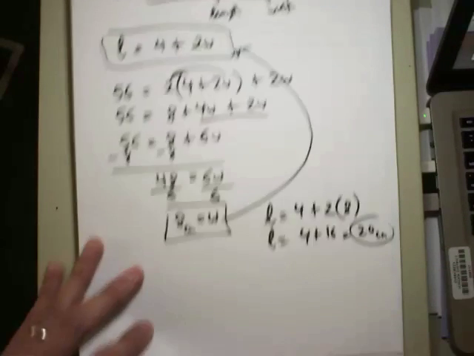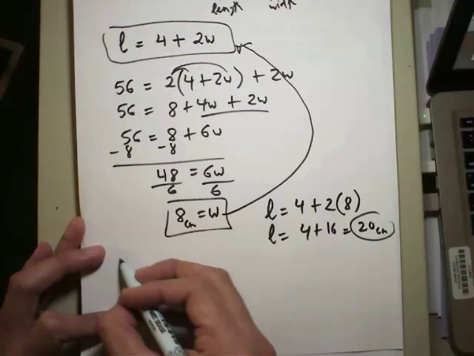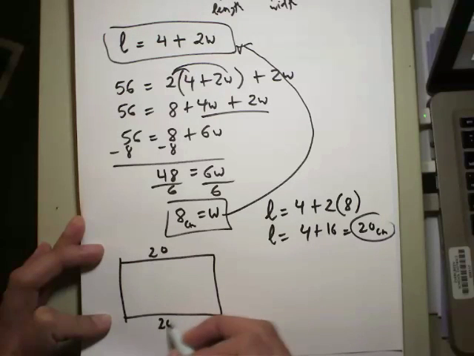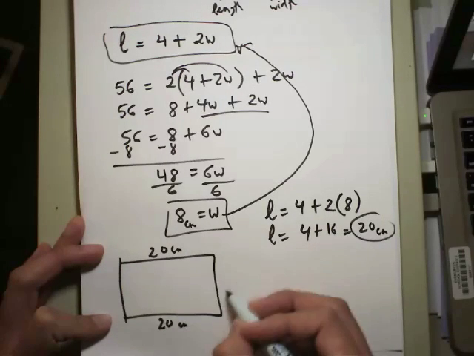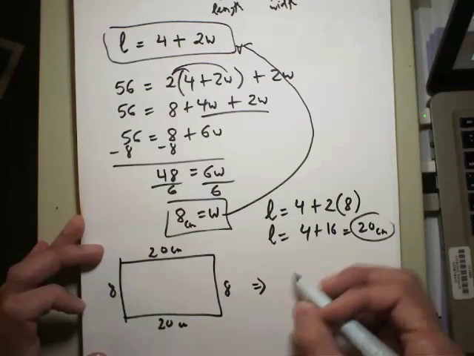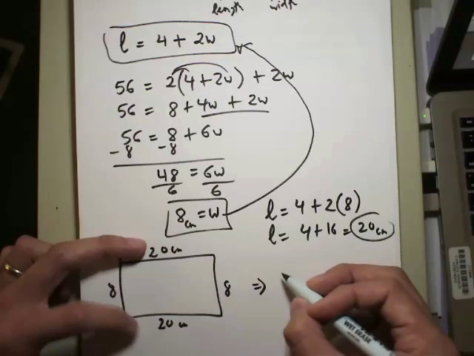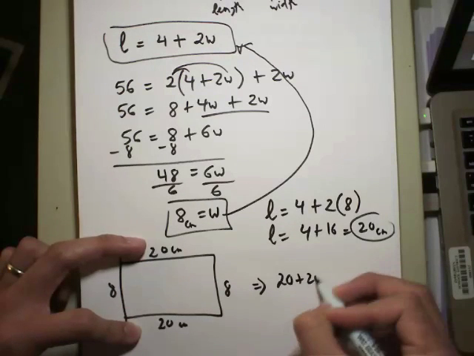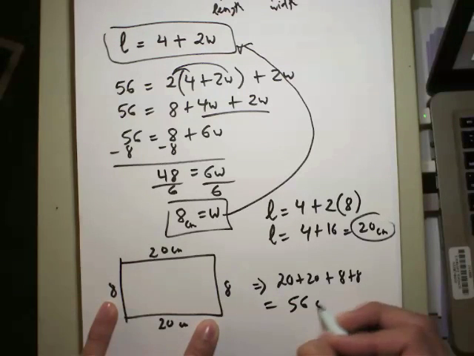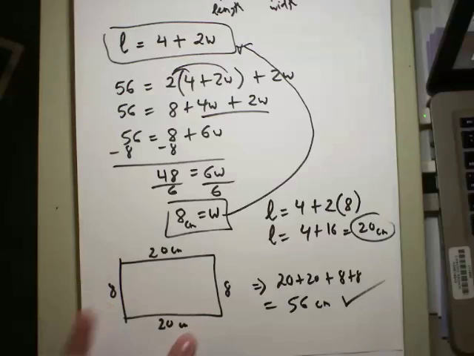So let's go back and verify to make sure that this is indeed correct. Here's our rectangle. The length is 20 centimeters, and the width is 8 centimeters. Let's add them all up to see if we have 56 or not. So 20 plus 8, and so on around the rectangle, and guess what? It is 56 centimeters. We got that checked out. And that's how we solve a perimeter problem.